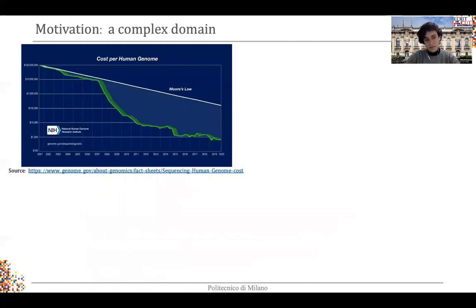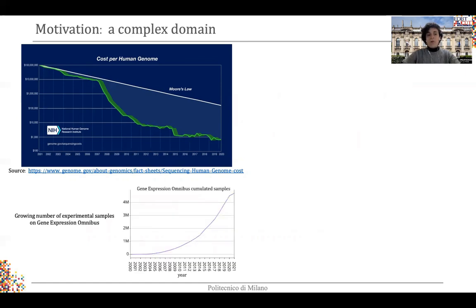Now, a motivation. Here you see a very famous diagram that shows that around 2008, the cost per human genome suffered a strong reduction. It went from about $10 million to around $1,000 per genome. Well, this decrease in the cost has not been matched by many measures in the organization of these genomes.